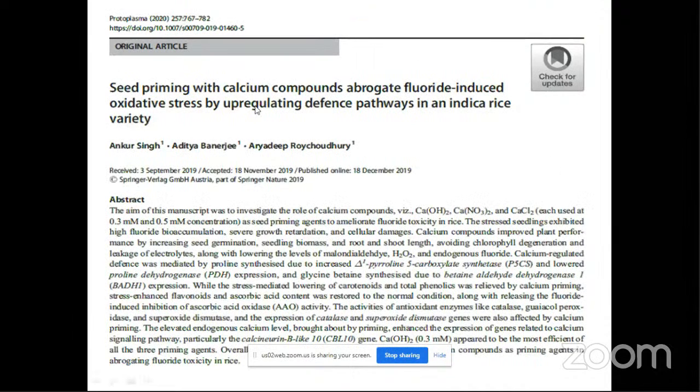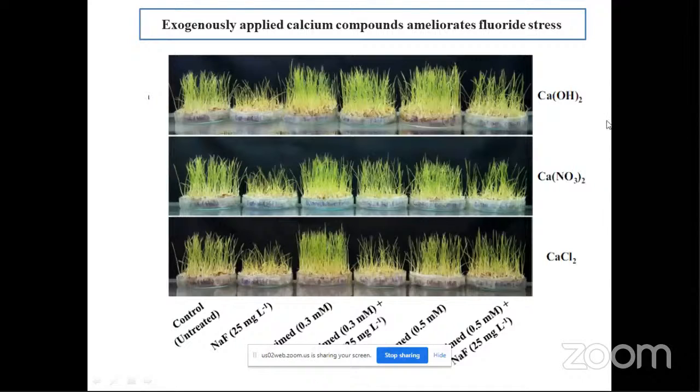Now, calcium. This was also one of the papers of my PhD fellow Ankur, where he is showing that if you prime the seeds, priming means pre-treating the seeds with different calcium compounds, for instance calcium hydroxide, calcium nitrate, or calcium chloride, then in comparison to sodium fluoride stress, the performance is much improved.